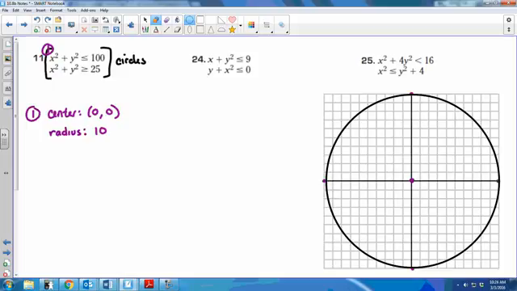If you weren't sure, that's fine. Use a test point to figure it out. The easiest test point to use is 0, 0. If I put 0, 0 into that equation, I get 0 squared plus 0 squared is less than or equal to 100. Is 0 less than or equal to 100? Yes, so I would shade inside the circle because there's a point inside the circle that makes that statement true, right? So I know that I'm shading inside the circle.